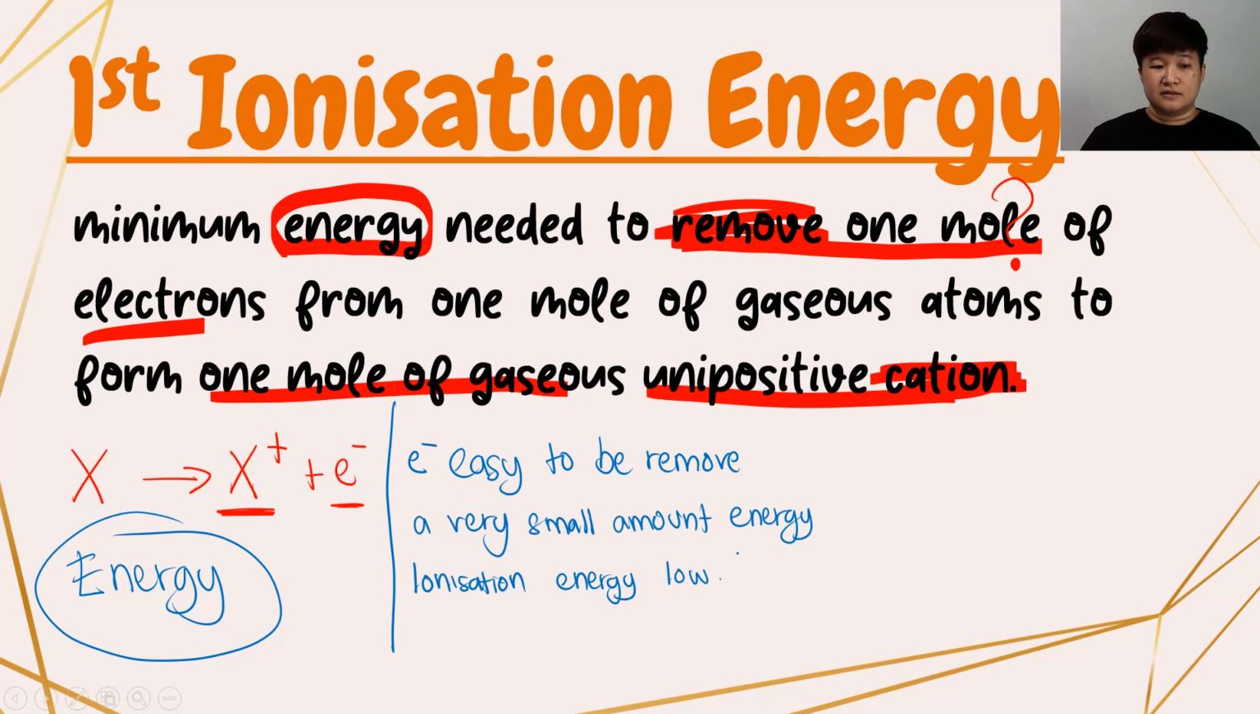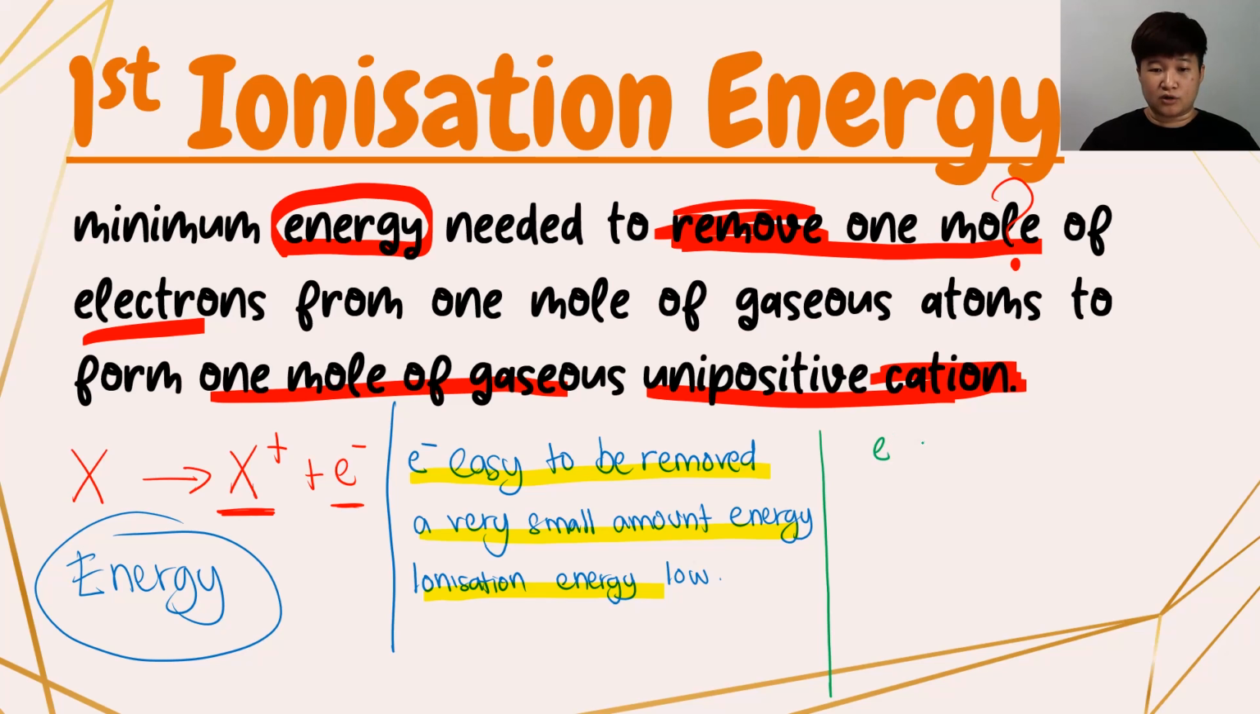So bear that in mind: when the electron is easy to remove, you will only require a small amount of energy. When you only require a small amount of energy, the ionization energy is very low. Simple. So let's look into the vice versa.